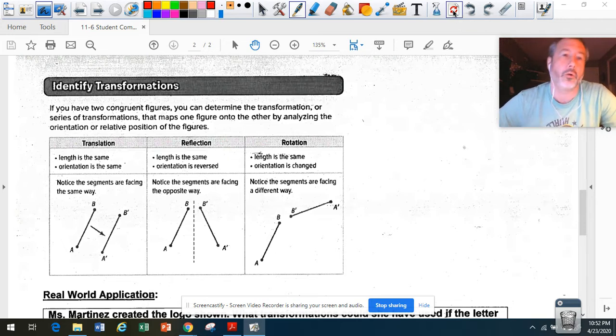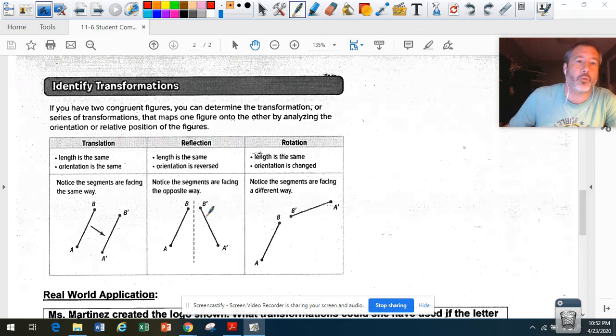If you have to, run upstairs, go look in your bathroom mirror, and raise your right hand. And then analyze what hand is being raised of your reflection. You're going to see it is your left. Try it. It's fun. But you can see that the orientation is reversed. Notice the segments are facing the opposite way. They're going the opposite directions.